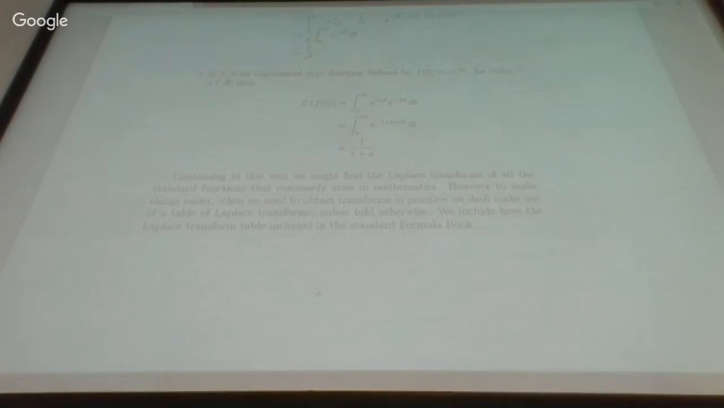Again, there'll be a convergence condition there. The real part of s plus a would have to be bigger than 0. So the real part of s would have to be bigger than minus the real part of a. Is that right? Yeah.